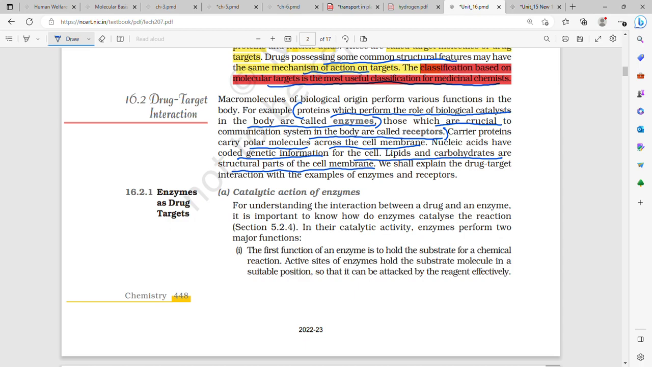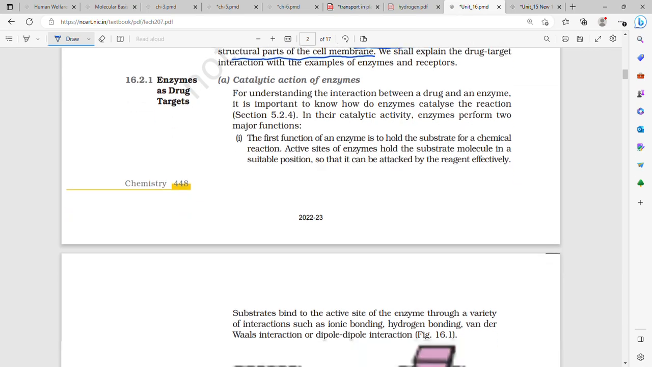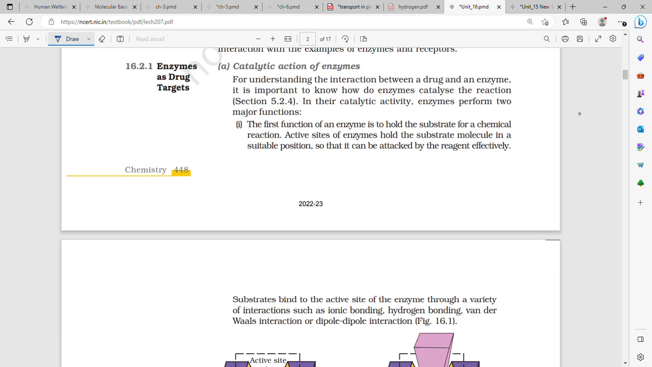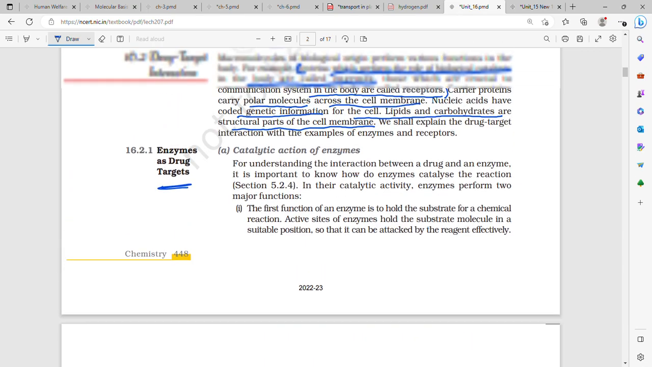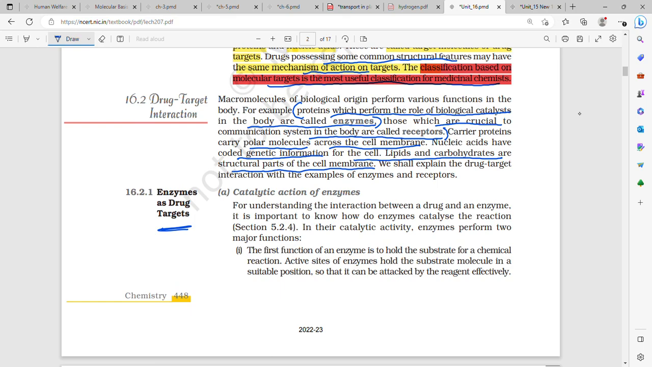Then nucleic acids have coded genetic information for the cell, that is in our nucleus, for the inheritance of progeny. Then lipids and carbohydrates are the structural part of the cell membrane. So now, enzymes as drug targets. So this was macromolecules, drug target interaction, macromolecules having functions in our body.